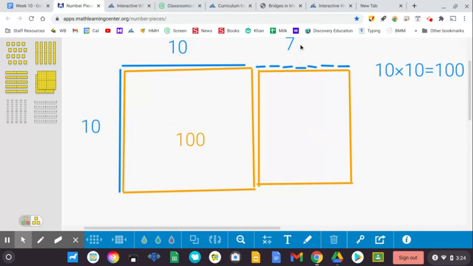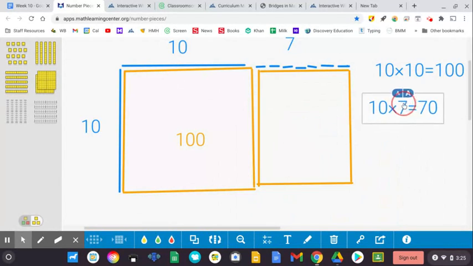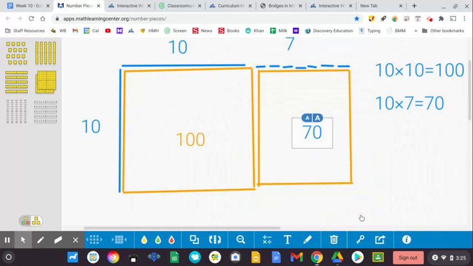Okay, and now we have the dimensions of this one. Remember, however long it is this way, it's going to be the same as it is over here. 10 times 7 equals, what is 10 times 7? Shout it out. Okay, good. So now I need to write the answer inside of that box. I know my boxes aren't the same, but I'm certain that others are not quite the same as well.